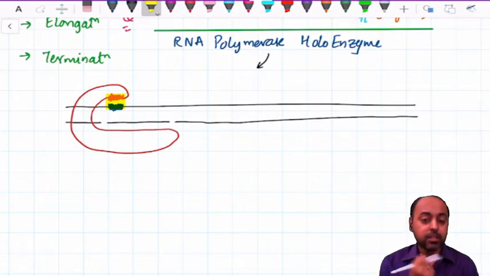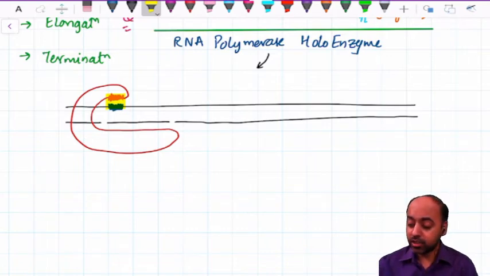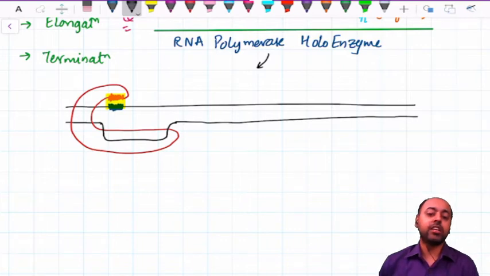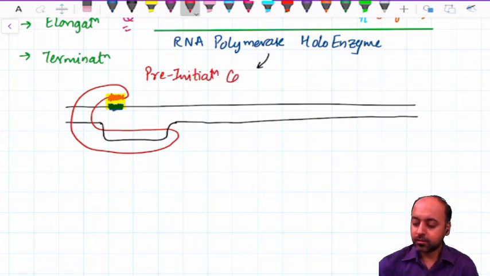Once this attachment occurs, the rest of the RNA polymerase will initiate the function of separating the two strands. First thing which happens is the two strands of DNA will undergo denaturation. So now a segment of DNA is denatured. Now look at this structure. This very important structure is known as the pre-initiation complex of transcription.